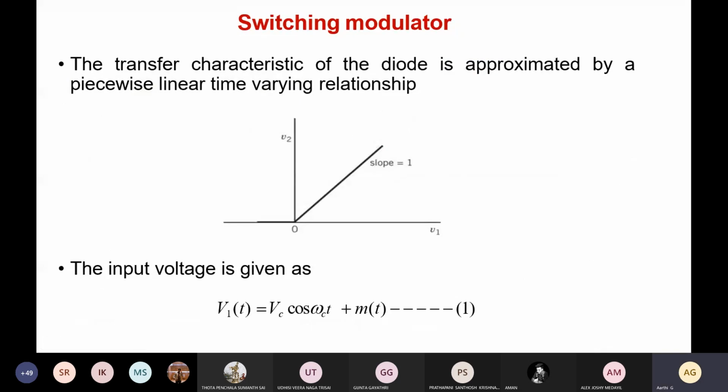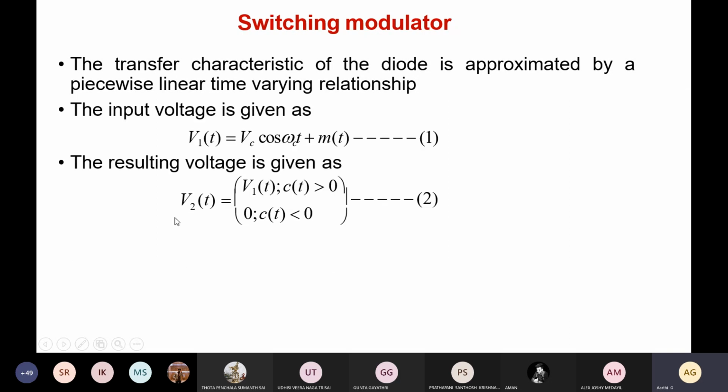Now this graph is showing a linear relationship between V1 and V2, between the input of the device and the output of the device, since the switching modulator is a linear amplifier. The transfer characteristic of the diode is approximated by a piecewise linear time varying relationship. So you can see a linear slope. The input voltage is given as V1, which is the sum of the message and the carrier signal.